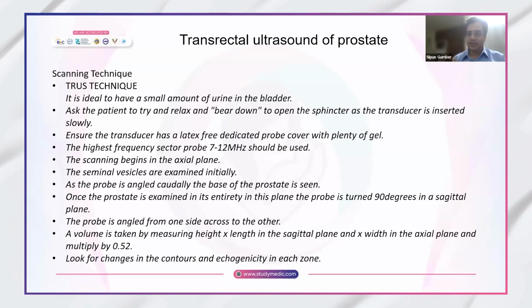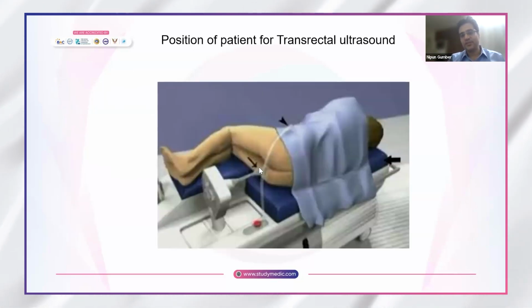Now scanning begins initially in the axial plane. Once you have seen the axial plane, turn the probe 90 degrees so that you can scan in the sagittal plane and look for any altered echogenicity, any abnormal vascularity or any focal lesion, and then see the seminal vesicles as well as the ejaculatory duct. So this is the position for the transrectal ultrasound. Ask the patient to tuck his knees toward the chest, cover the upper portion of the patient and gently insert the transducer.